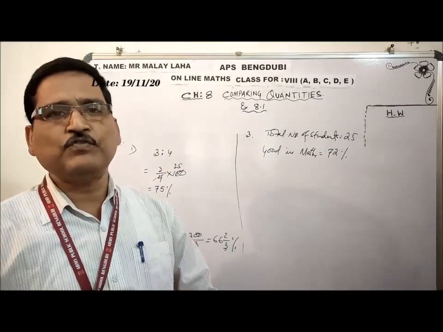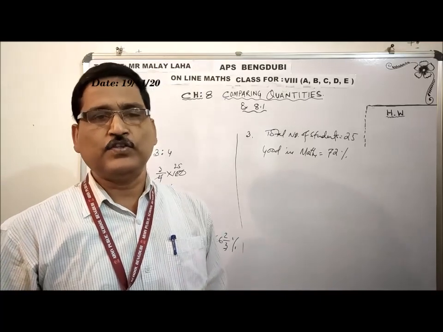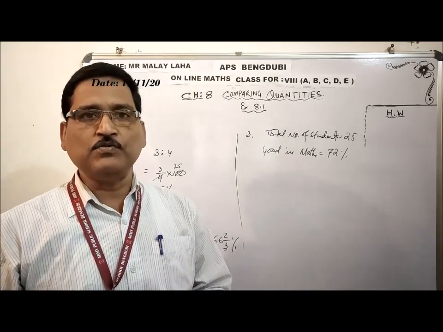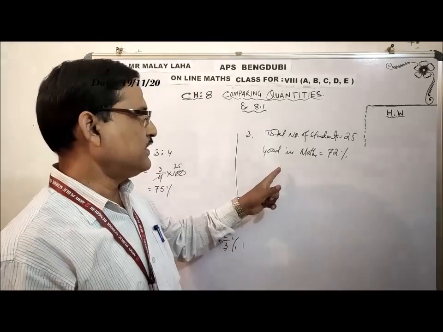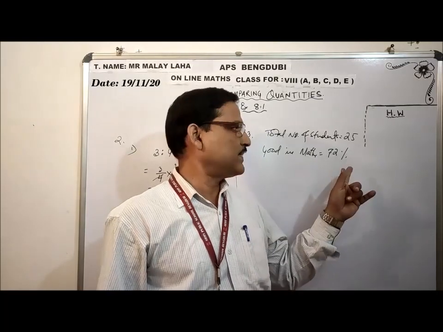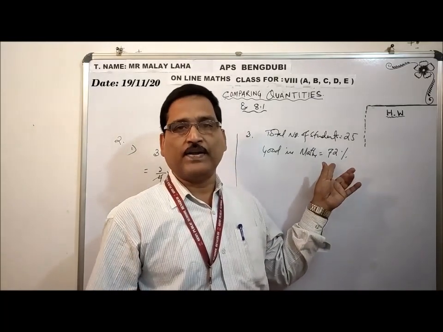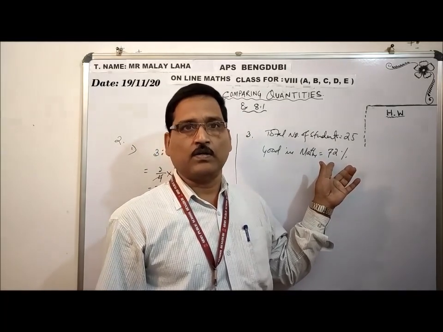But they are not asking you to find out the good in maths. They are asking who are not good in maths. So whatever number you require, that related percent is also required. Here, the percentage of good students is given as 72, but we need to find the number of students who are not good in maths. So I cannot do it directly.